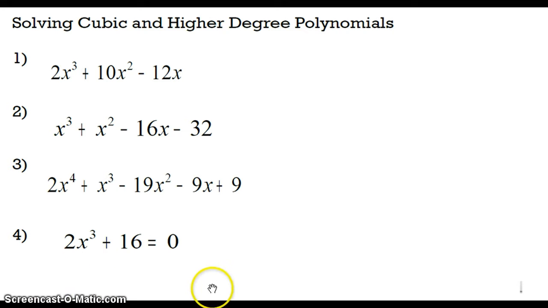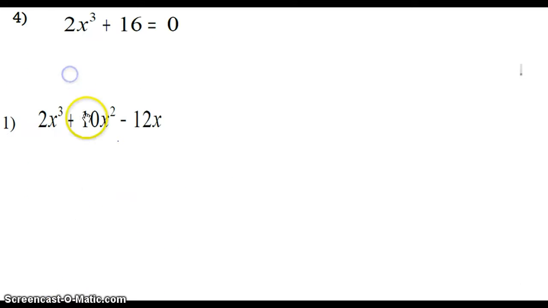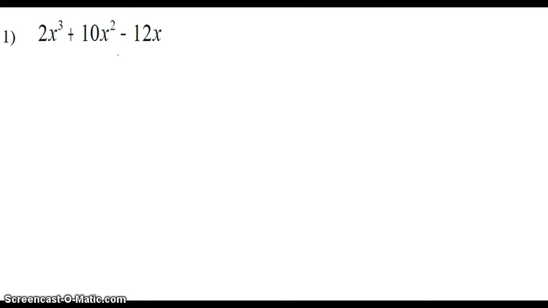So here is question number 1. Question number 1 has a common term that factors out. So we're going to go ahead and factor out a 2x from each term. If I factor out 2x, what I'm left with is x squared plus 5x. If I take a 2x out of 10x squared, I get 5x left. And then if I take a 2x out of negative 12x, I'm left with minus 6.